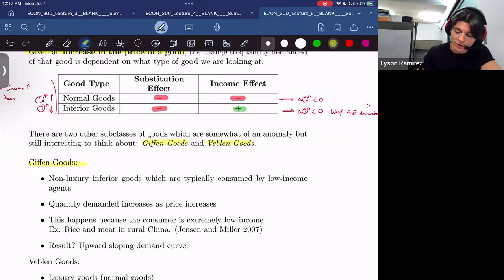One of the distinguishing features here is that not only is it an inferior good, but we're studying Giffen goods in the context of low income agents, so low income people. The anomaly here is that the quantity demanded actually increases as price increases. Some intuition for this comes straight from a study, Jensen and Miller 2007 NBER working paper, if you want to look it up.